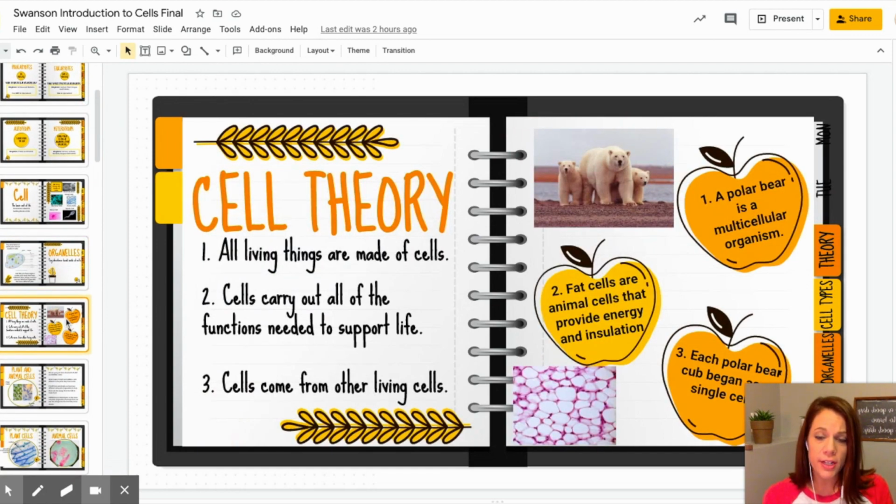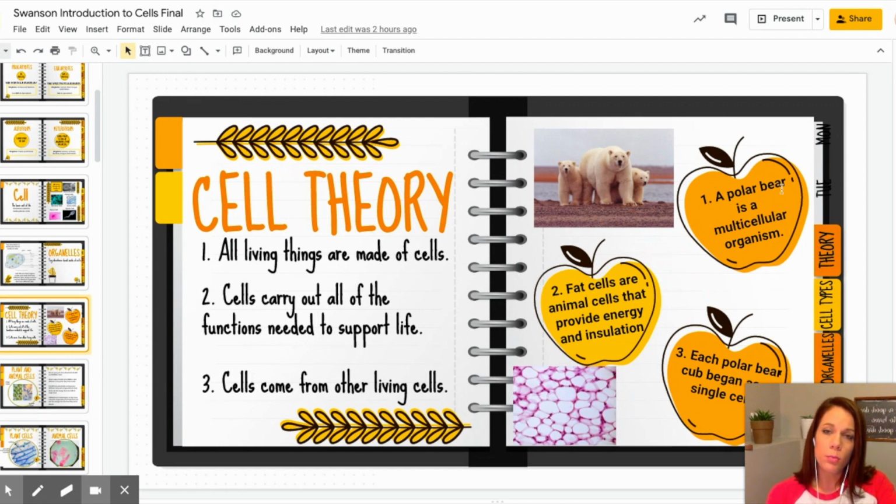The cell theory is something that you should know about. Cell theory comes in 3 different pieces. Again, we already know the first one: all living things are made of cells. Cells carry out all of the functions needed to support life, and cells come from other living cells. Now, some of those things seem very basic, right? But a long time ago, for example with this one, cells come from other living cells, people didn't 100% know that. So that's the cell theory.